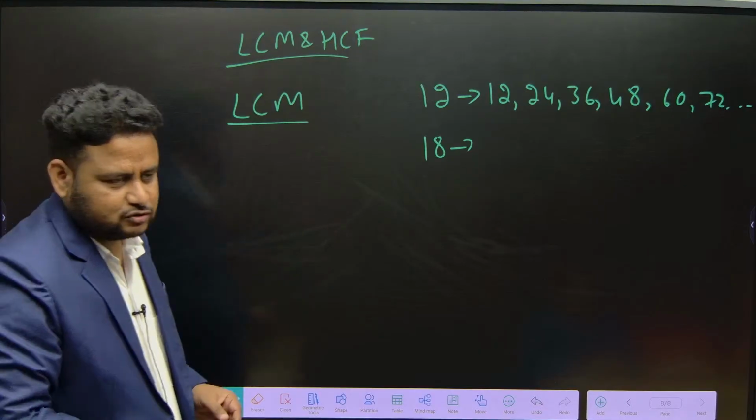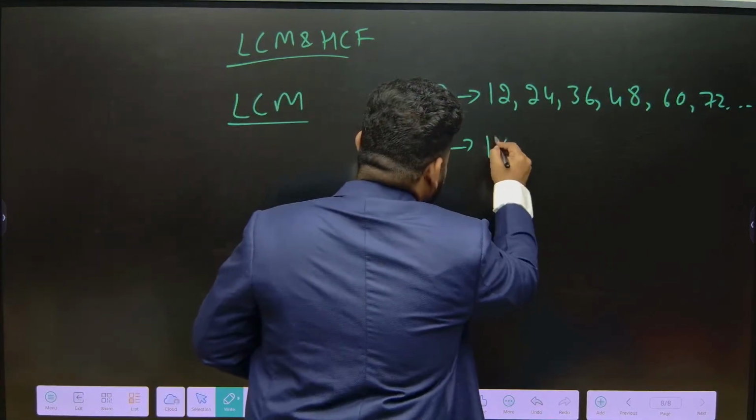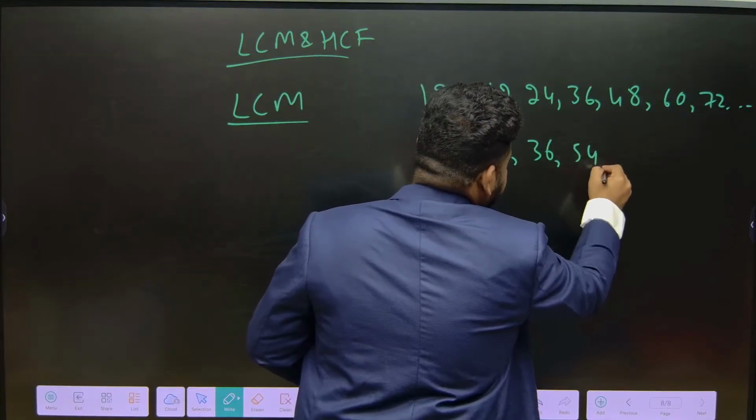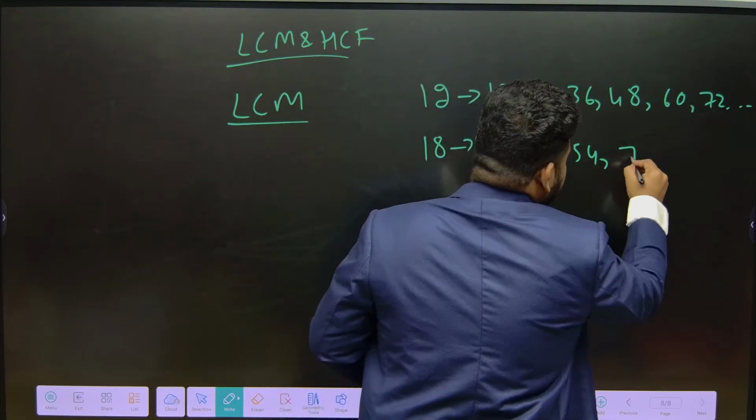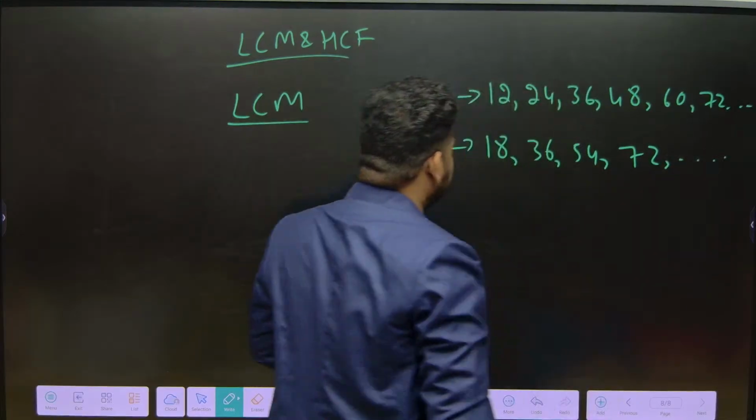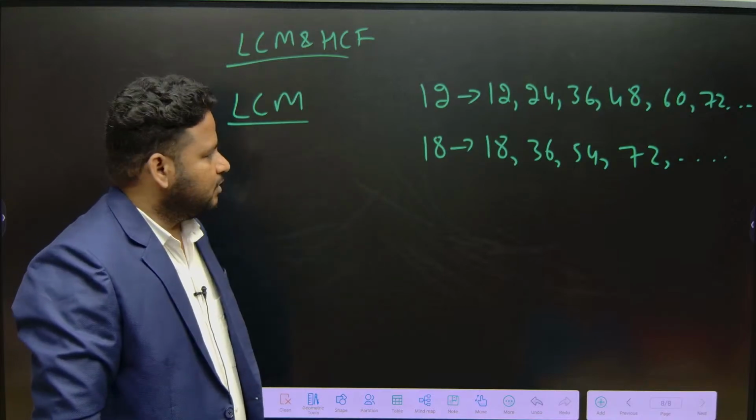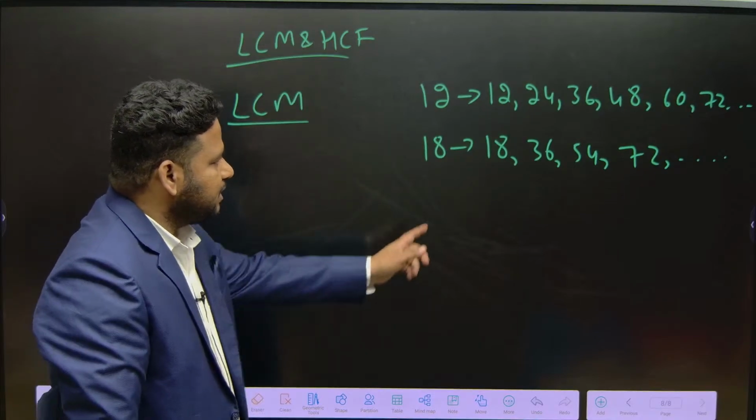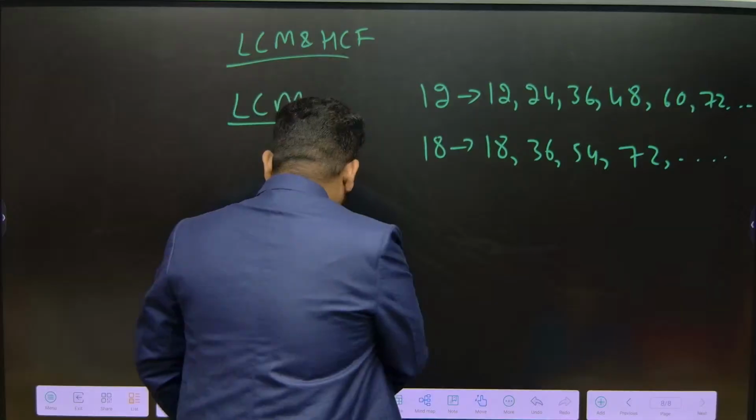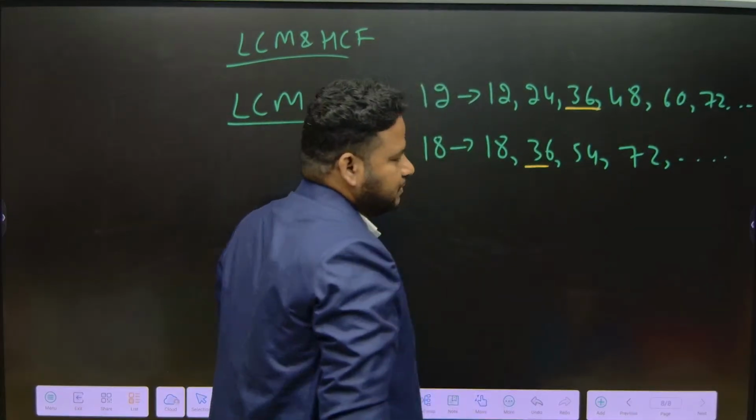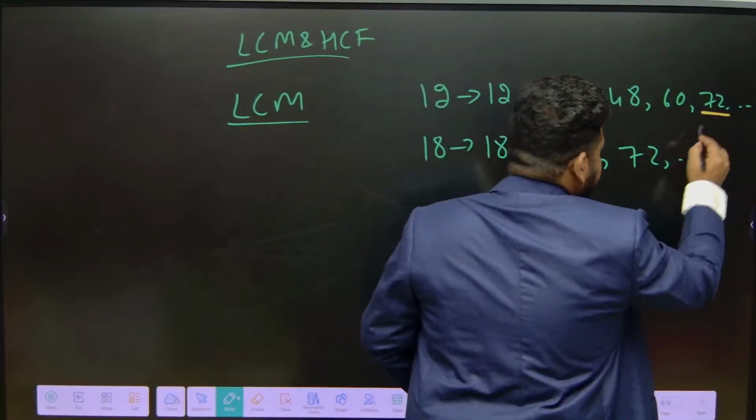Most of you don't know, so no problem, I will write it. So 18, 36, 54, next 72, it goes on like this. Now see here, 12 and 18, lowest common multiple. Common multiple is what here? 36 is a common multiple. Another one is 72.